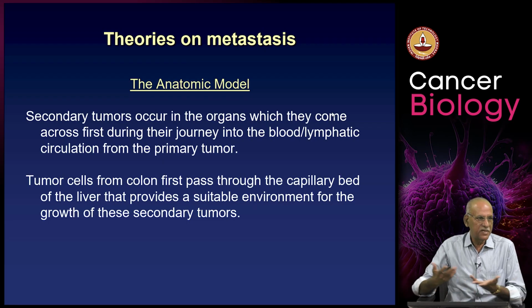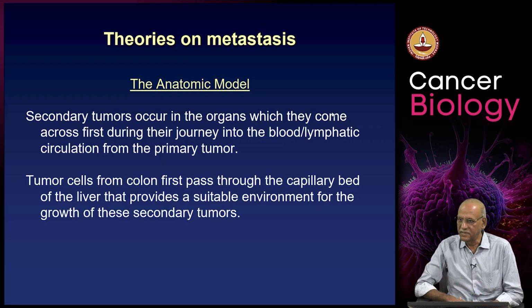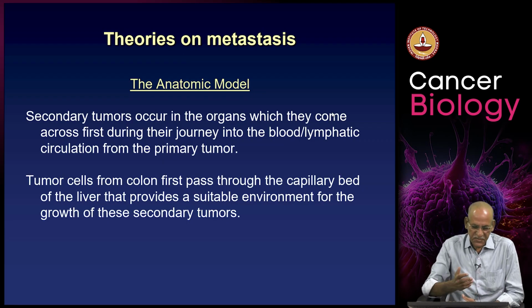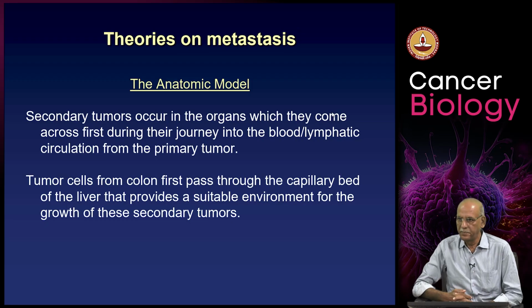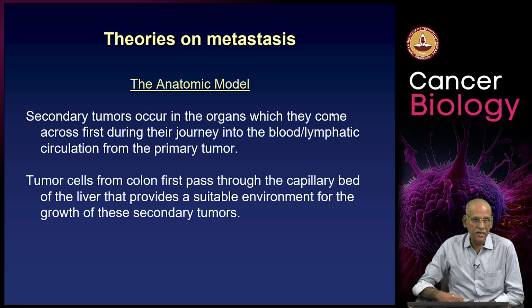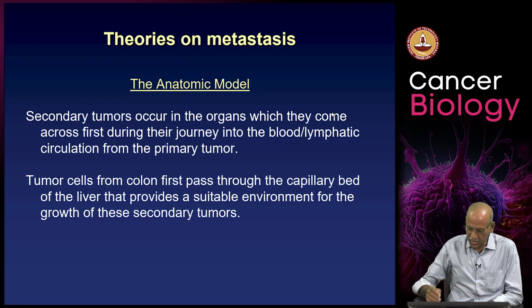Where is breast and where is brain, right? They are anatomically at distant places. So, this theory does not fit all the cancers. But what is fitting with this theory is the colon cancer. In colon cancer, first the cells pass through the capillary bed of the liver, and so the secondary site could be liver. So, that fits, a suitable environment for the growth of secondary tumors. If they are present in the liver, then they will settle down in the liver. So, this is what the anatomic model says.